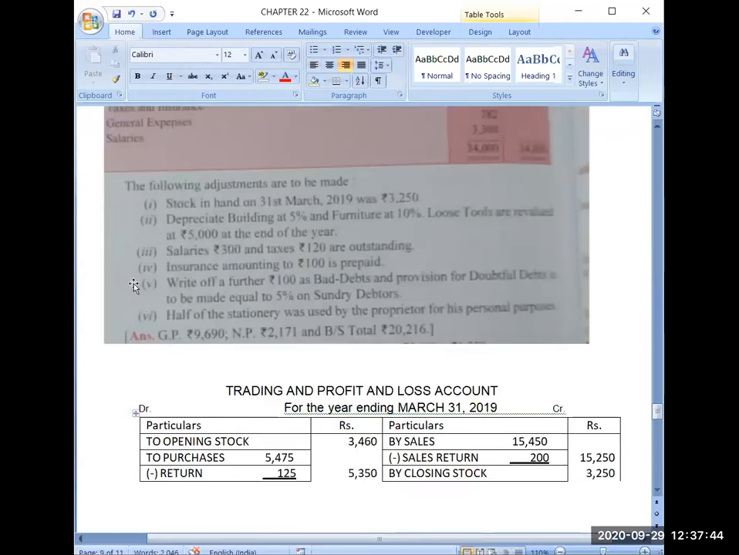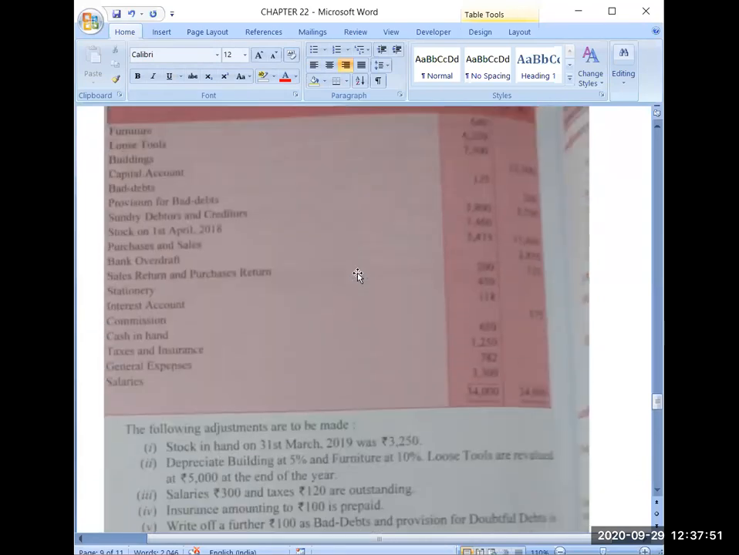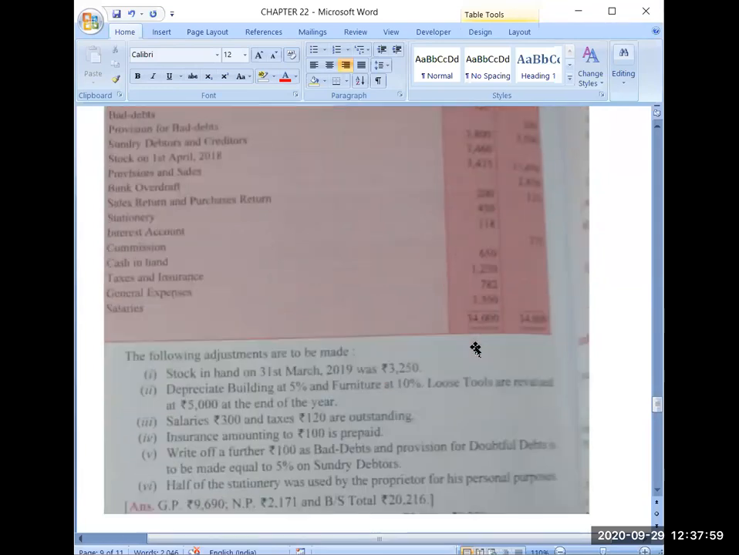Now the journal entry for the next adjustments which I was asking you, insurance amounted to ₹100 is prepaid. See, you have already paid the insurance amount. If you will see the heading, it is saying taxes and insurance. So you have already paid the amount, but out of this amount, some amount is prepaid. ₹100 is prepaid. That will become an expense of next year. The benefit of that ₹100 we will be getting next year. That's why it is becoming prepaid.